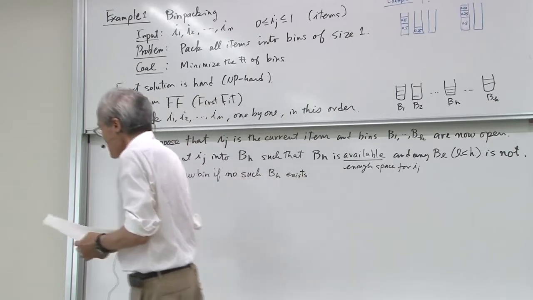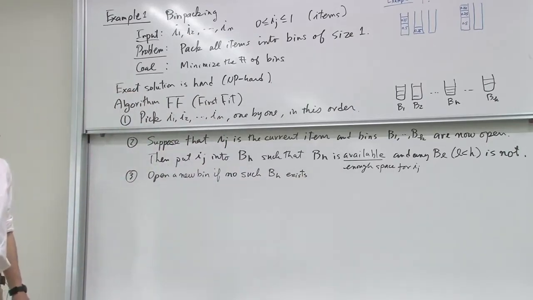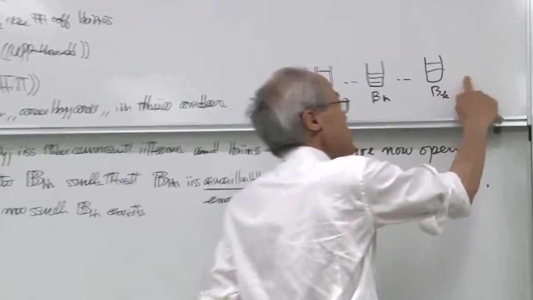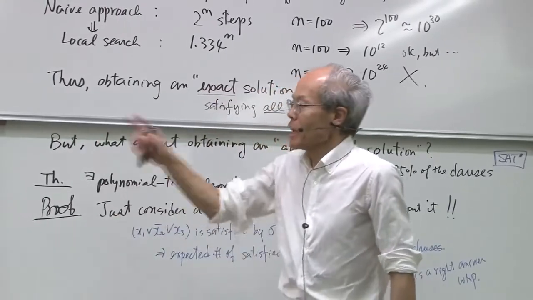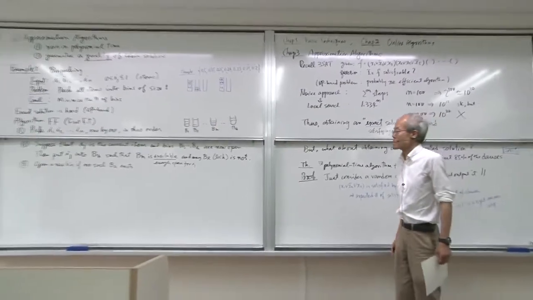Of course, if no such bins exist, no bins are available, then we open a new bin, B_{k+1}, and put the current item into that new bin.